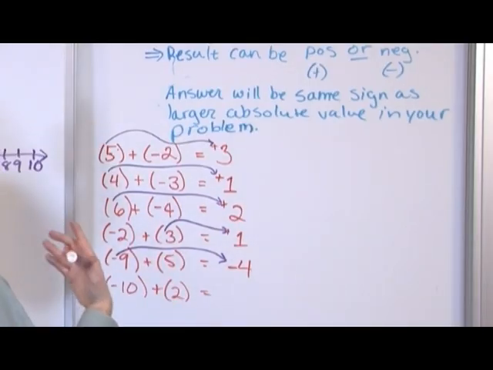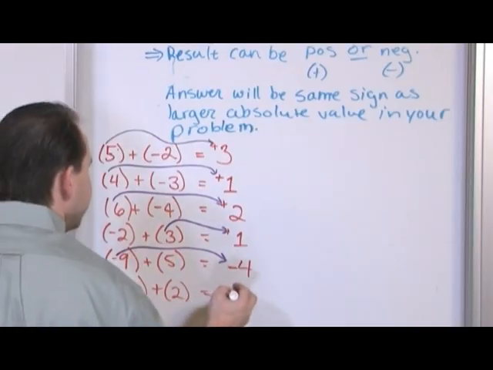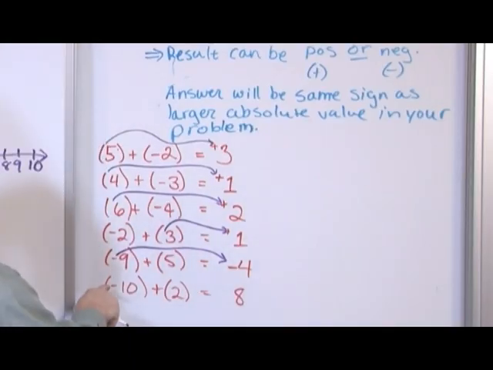So we have a negative plus positive, so we subtract the numbers. 10 minus 2 is 8. And the larger of these two numbers is the 10 absolute value-wise, so the answer is going to be negative. So you see, it's consistent.